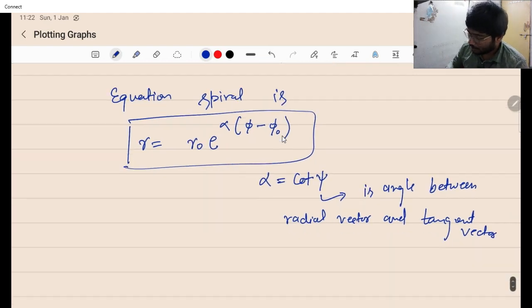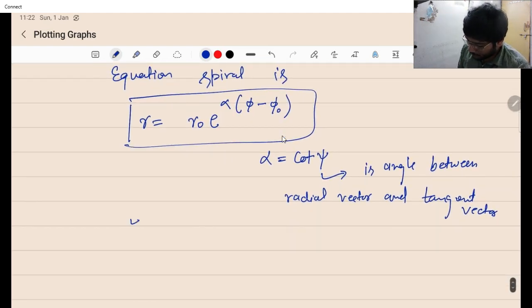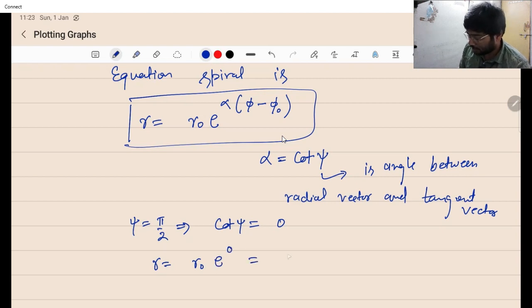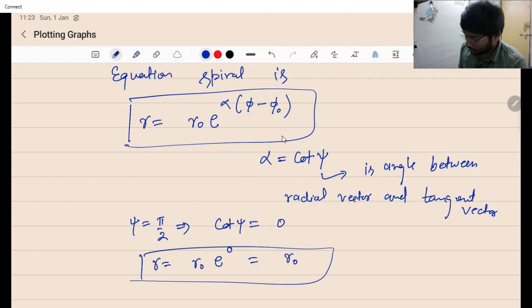Fine. So if psi is pi by 2, then cot psi will be 0. In that case r will be r naught e to the power 0. Something to the power 0 is 1, so r equals r naught. This is the equation of a circle. But if psi is not pi by 2, then it is a spiral.